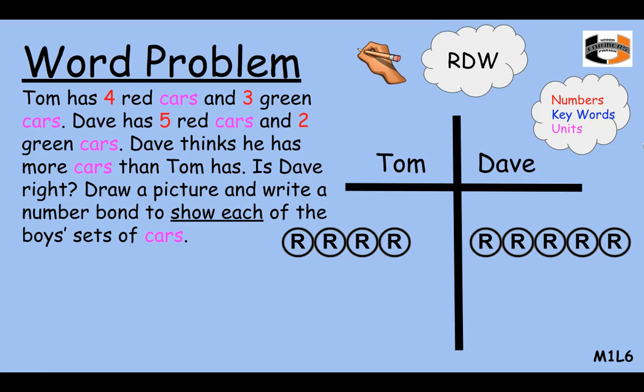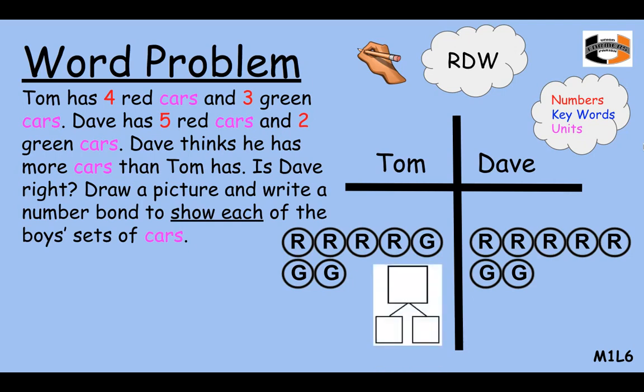No, we've got green cars to draw. How many green cars does Tom have? 3. Tom has 3 green cars. So we're going to draw those and put a big G inside of them to show that they are green. Now, how many green cars does Dave have? He has 2. Do you see what's happened here? You can probably already see that they have an even amount of cars.